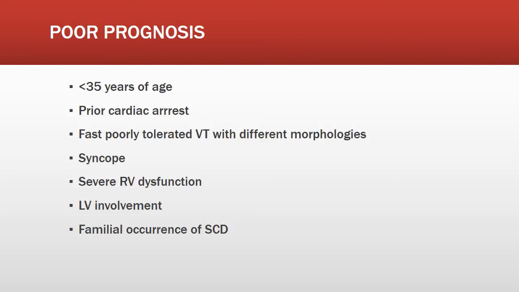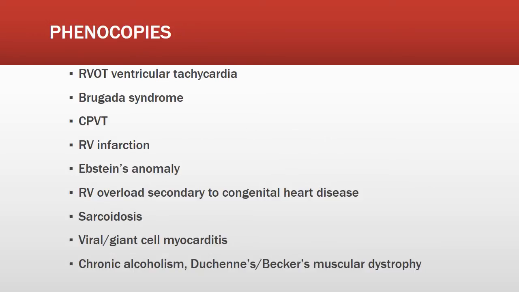There are certain conditions which can mimic ARVC, either from an arrhythmic point of view, like RVOT ventricular tachycardia, Brugada syndrome, CPVT. From a structural point of view, if you have a right ventricular infarction, Ebstein's anomaly, right ventricular overload secondary to congenital heart disease may also mimic ARVC. And then there are cases like sarcoidosis, viral or giant cell myocarditis, which are quite arrhythmogenic, can mimic ARVC. And then, as regards fatty infiltration of the myocardium, if someone is an alcoholic or suffers from Duchenne's or Becker's muscular dystrophy, there can be fatty infiltration of the myocardium.